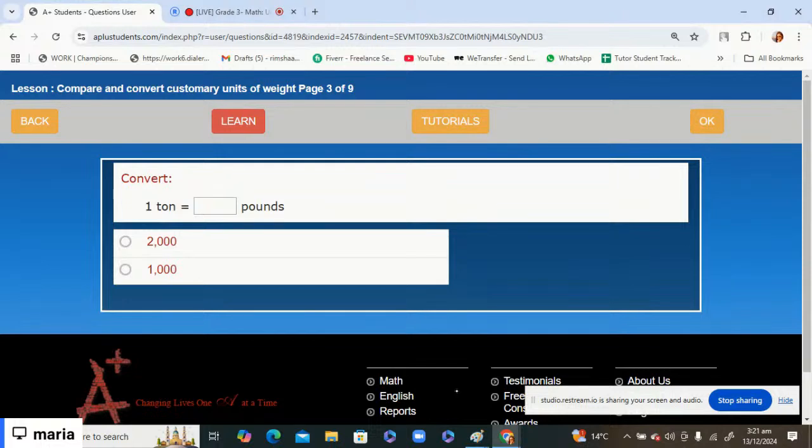So 1 ton is equal to how many pounds? 1 ton is equal to 2,000 pounds or 1,000 pounds? Everyone tell me in the chat. Do it fast. Option A or option B? So 1 ton is equal to how many pounds? 1 ton is equal to 2000 pounds.